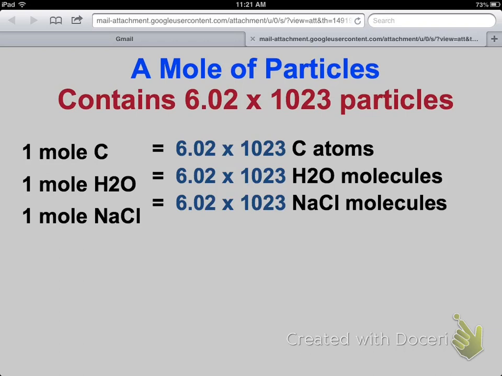So your particles could be atoms, your particles could be molecules. So a couple examples here. An atom we're going to use when we have just one single element all by itself. So the example I give you is carbon. If we're using molecules, we're talking about a combination of elements. So H2O, NaCl, we would use molecules in those cases. But molecules and atoms are both examples of particles.